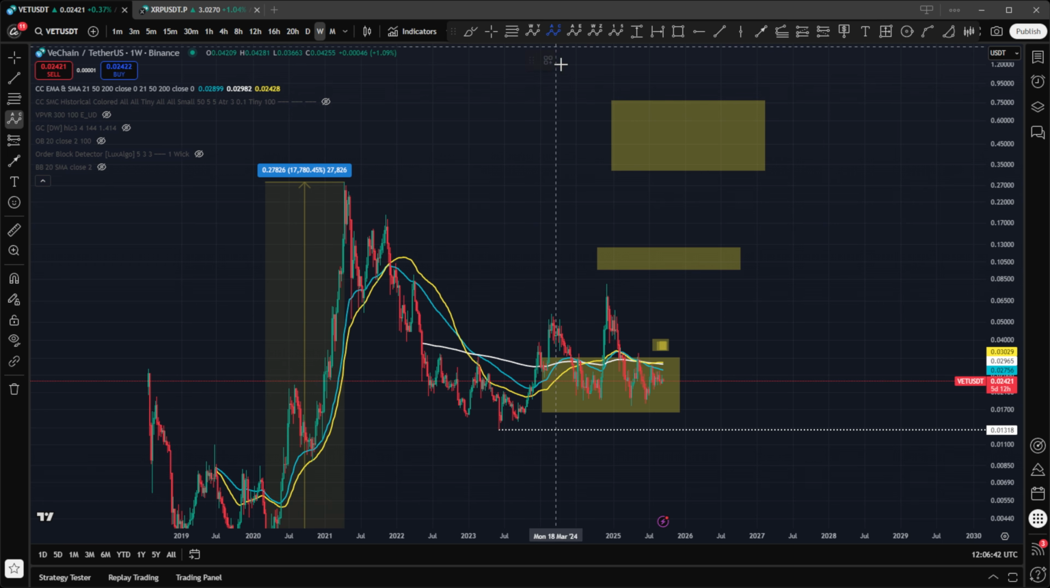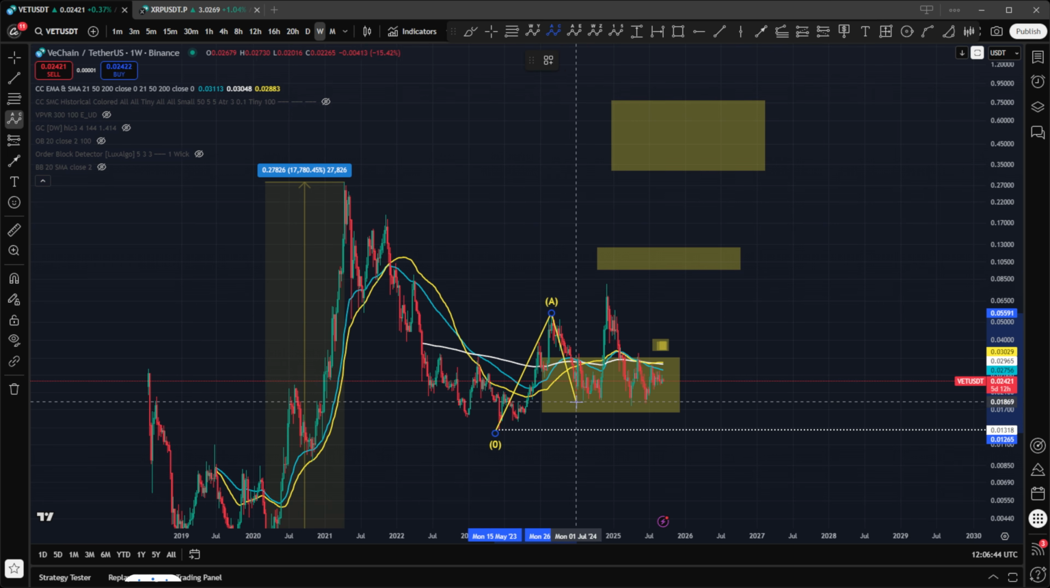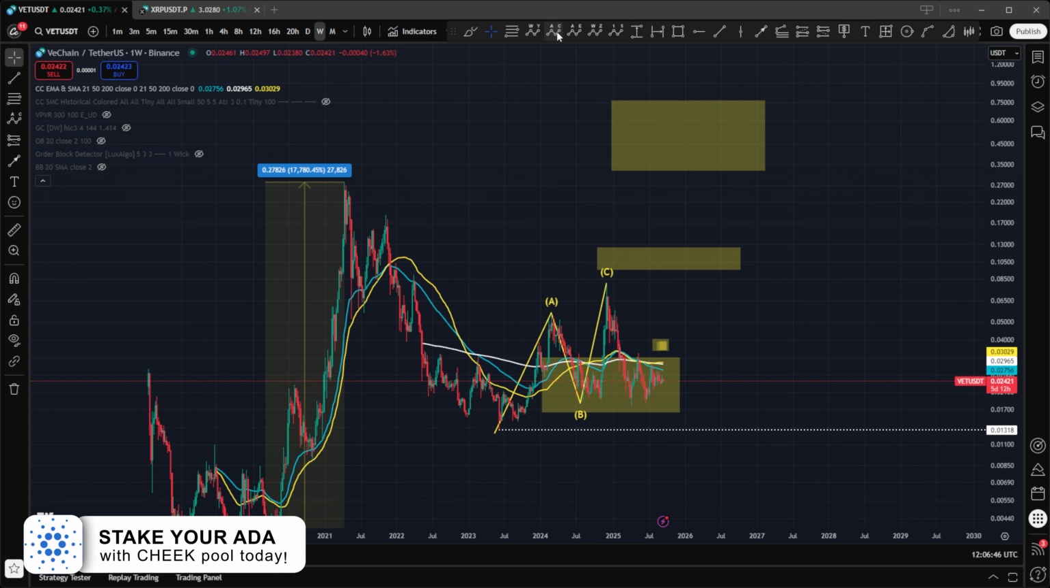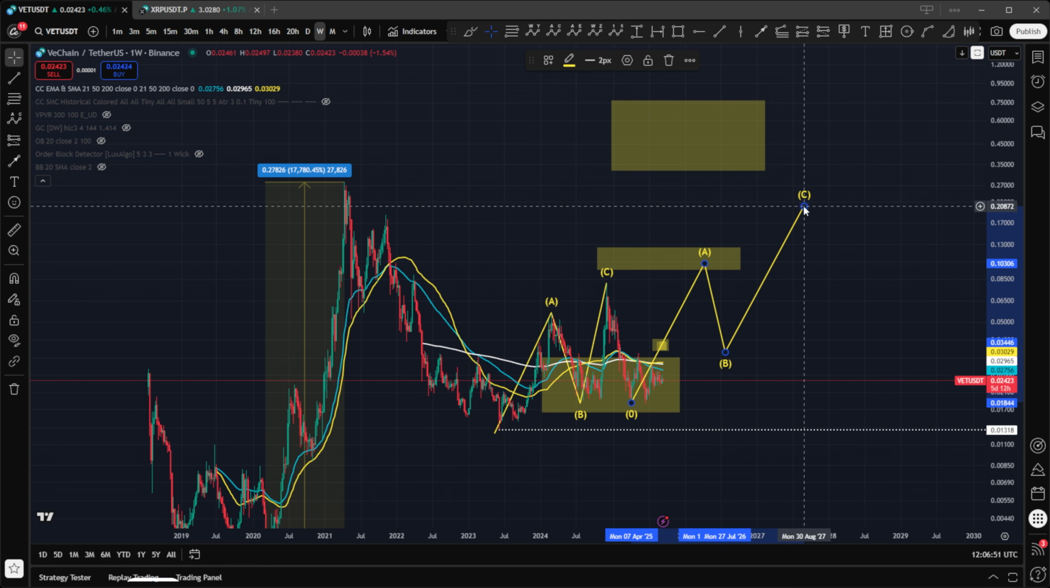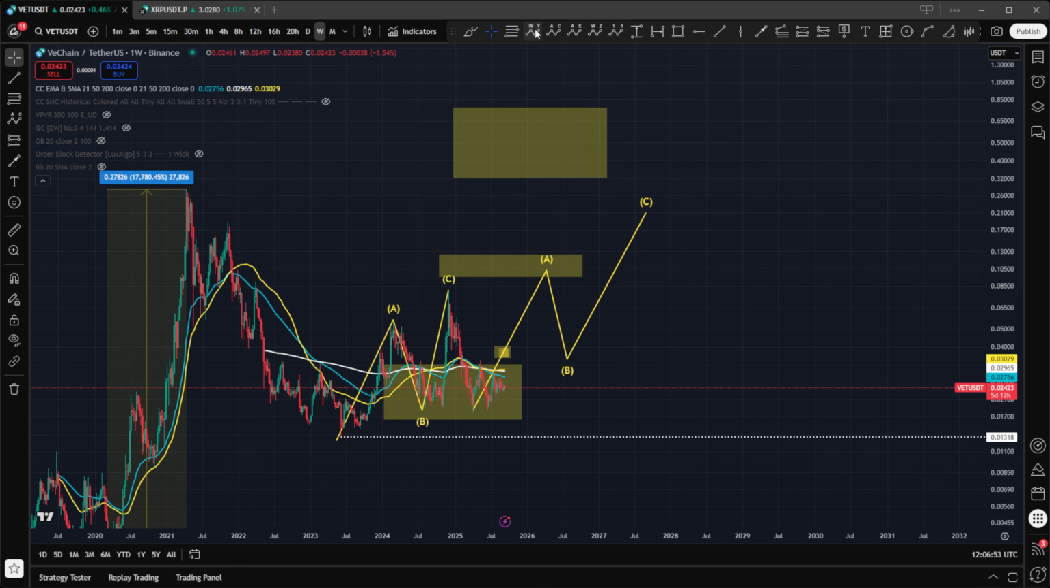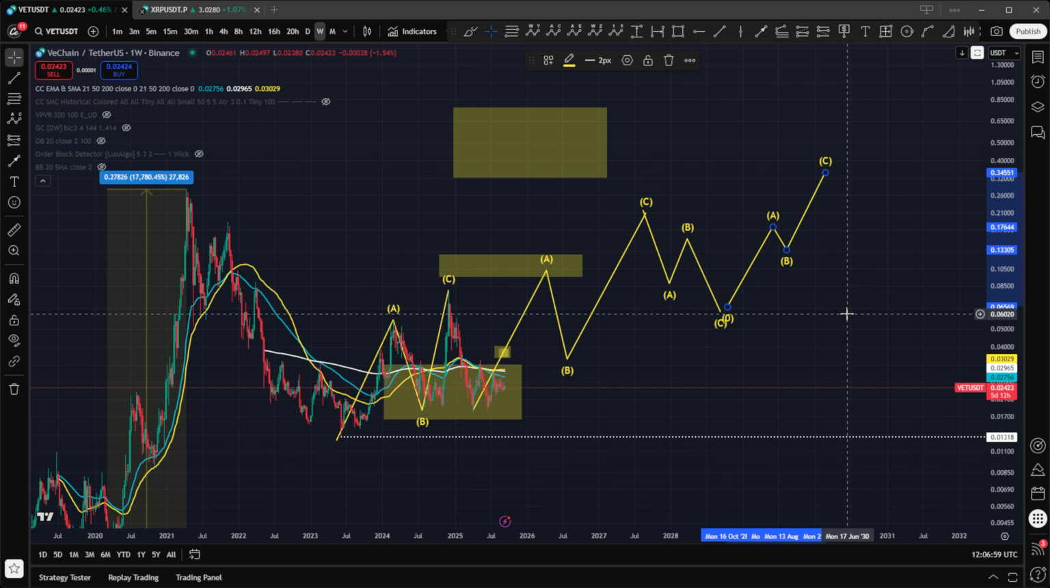Alternatively, of course, we end up with a series of corrective patterns, but still bullish in the longer term, which means we have 3-wave patterns over here. We maybe push up, pull back, push back up again. And over time, we just see lots of these mini corrections, but we work our way up to that higher target range.